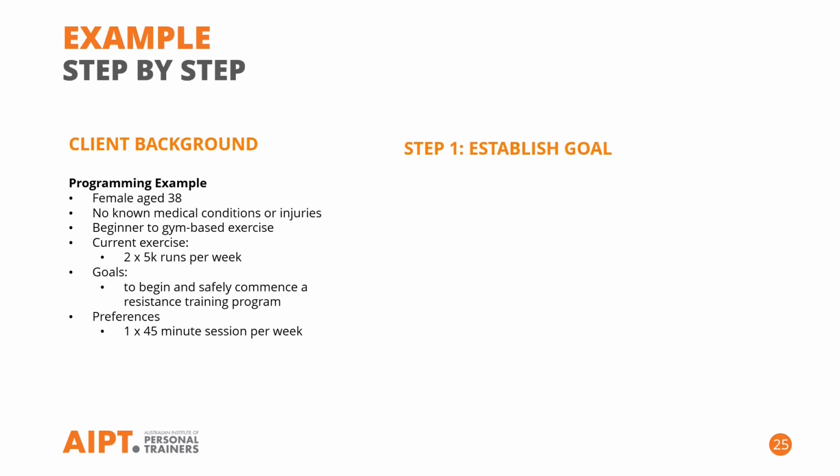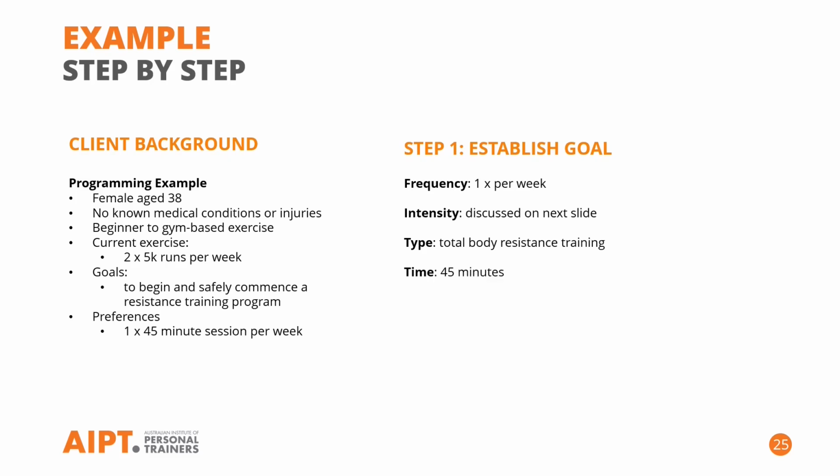So what we need to do is use all this information and establish an overall goal for this client and highlight all the key points. So first of all, she's only available to train 1 session per week, and there's 45 minutes available for that session. The intensity we'll discuss on the next slide, so we'll skip over that one for now. The type is going to be total body resistance training, so using large muscle groups, upper and lower body and that sort of thing, just to introduce them to that type of training. And the time available is 45 minutes for the session.